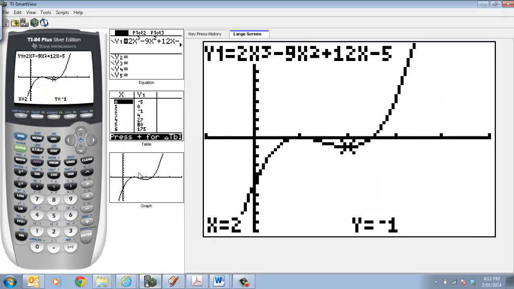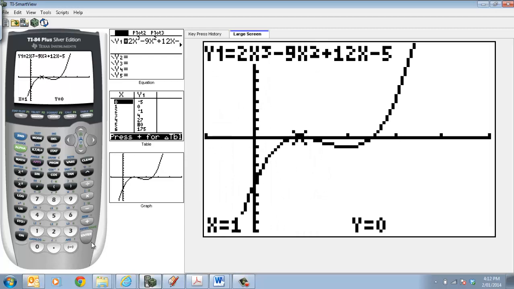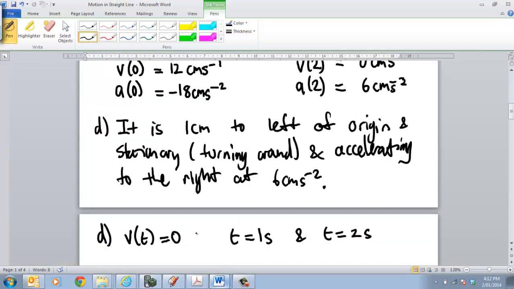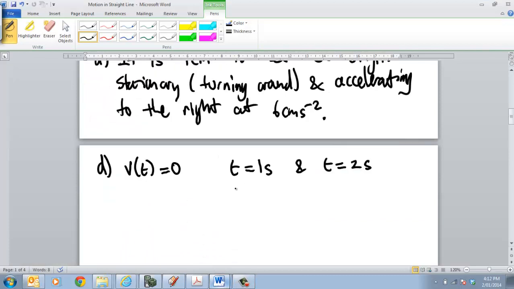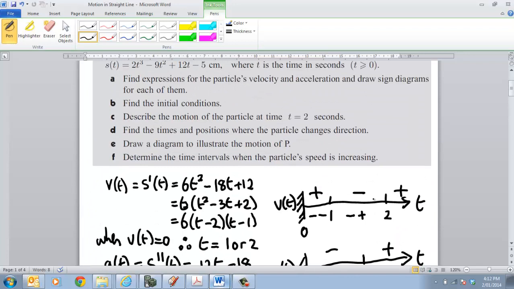So if we go back to our graph again, we found that's -1 for 2. If we did the same thing over here for 1, we can find that it's 0. So they're the two positions. At t equals 1, we know s is equal to 0 centimetres, and here we know s is equal to -1 centimetres. So that's what we've got from that. Again, using our technology and our graphs is a really good idea to save time.